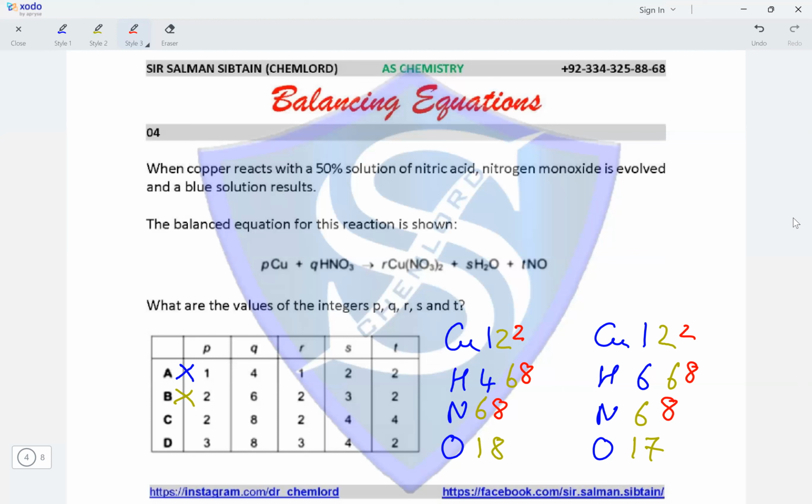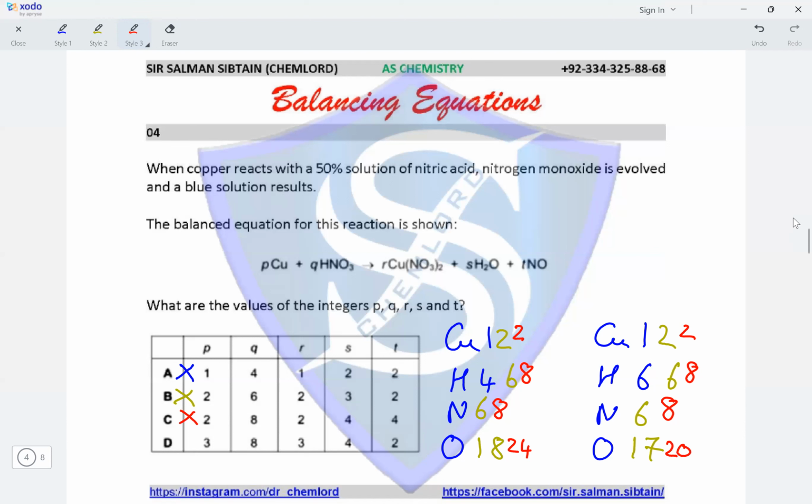Now we are left with oxygen. So the number of oxygen on the left would be 8 threes are 24. And on the right it would be 3 times 6, and 6 into 2 is 12, 12 with respect to R. With respect to S, it is 4. 12 plus 4 is 16. With respect to T, it is also 4. 16 plus 4 is 20. So oxygen is inconsistent in option C as well.